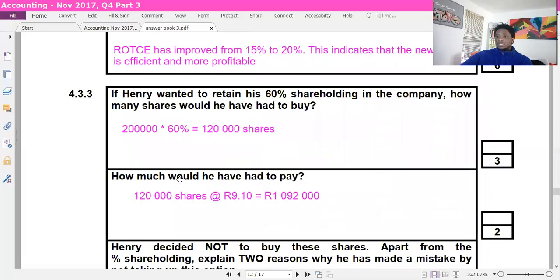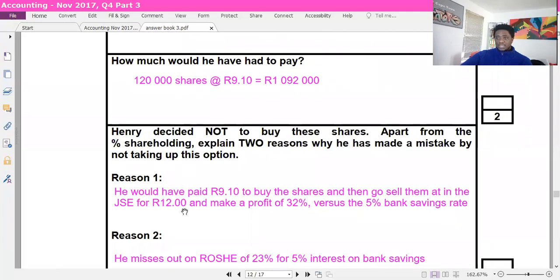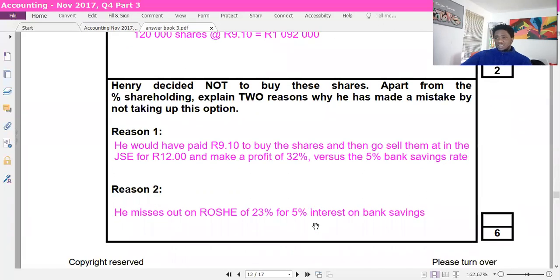But let's look at the answer that I put. I said he would have paid 910 to buy the shares, and then gone and sold them on the JSE for 12 Rand per share and made a profit of 32%. This is versus the 5% bank savings rate that he's currently getting. And then the second reason, he's missing out on the return on shareholders' equity of 23% for 5% interest on bank savings. So those are the 2 mistakes that I think he is making by not taking up the option of buying more shares.